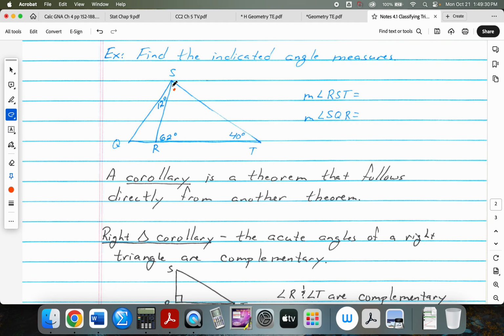Well, if I look at triangle SRT, I know 2 out of the 3 angles. So they should add together to be 180 when I have all 3. So I'll take 62 plus 40 is 102. And then 180 minus 102 is 78. So it's 78 degrees.